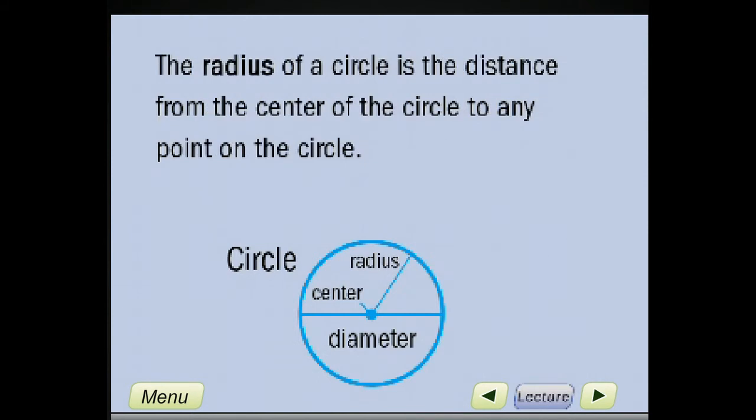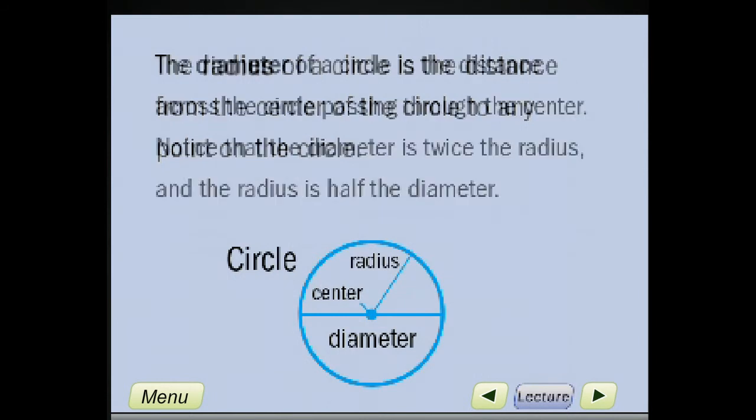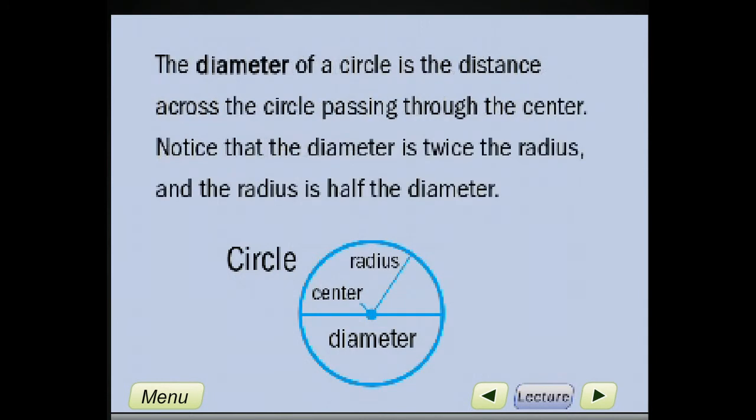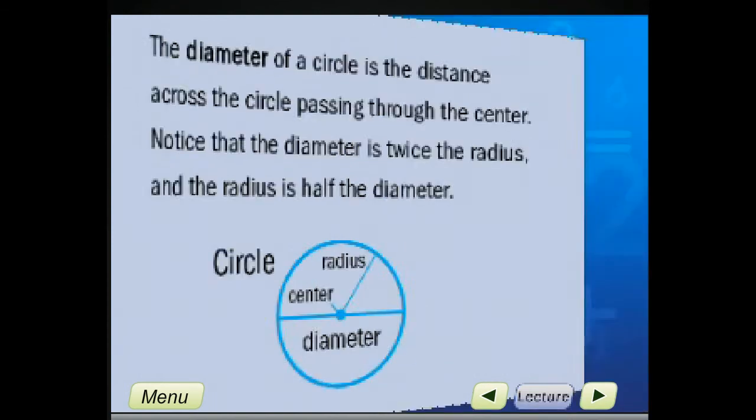The radius is the distance from the center of the circle to any point on the circle, just as shown. And the diameter is the distance across the circle passing through the center. By the way, notice the diameter is twice the radius, and the radius is half the diameter. So here is another example of a plane figure, and that being a circle.